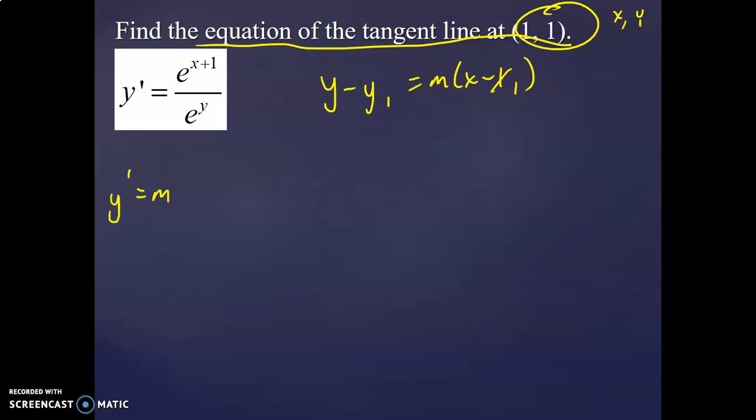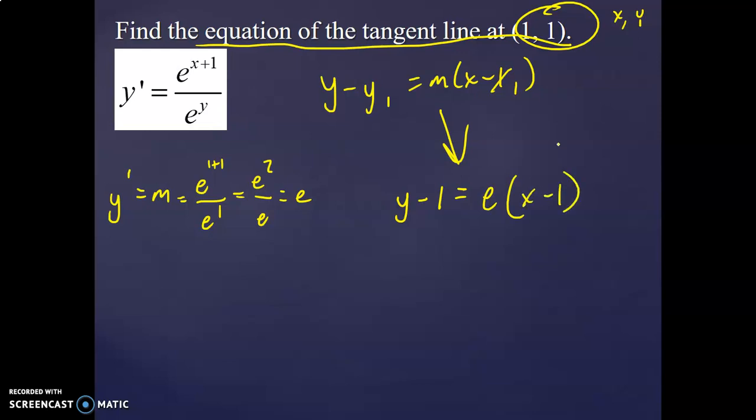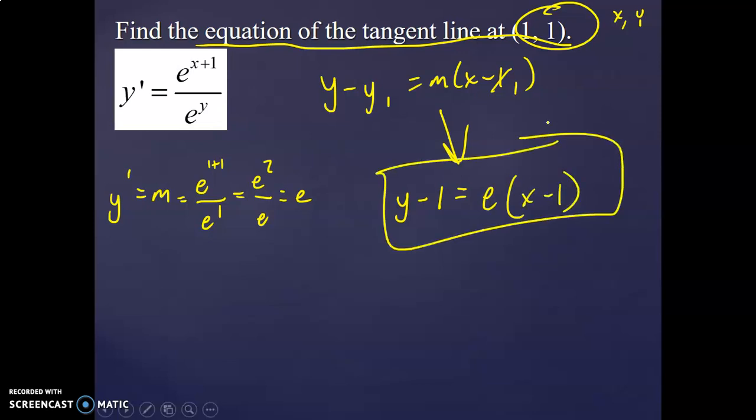Y prime is the same as the slope. dy dx, m, those mean the same thing. It's the rate of change of y with respect to x. So at the point 1, 1, I'd have e to the 1 plus 1 over e to the 1, e squared over e, which is e. So my slope is e, and my point is 1, 1. I'm done. Y minus 1 equals e times x minus 1. Don't worry about solving for y unless it's multiple choice and all the answer choices are solved for y.